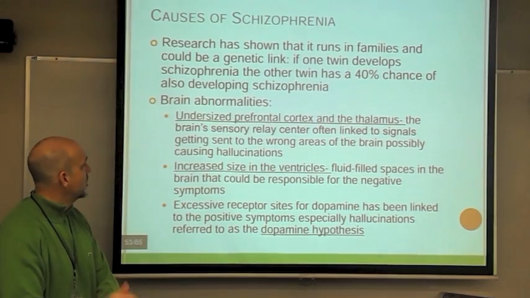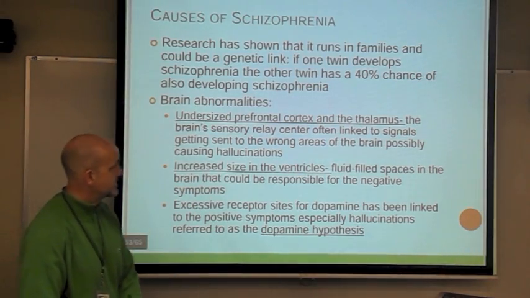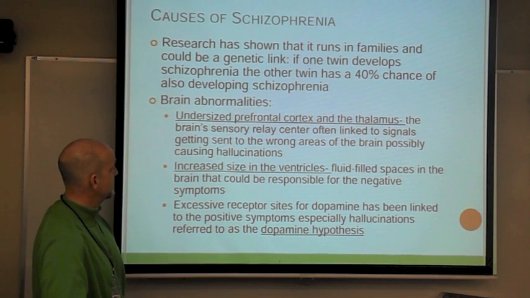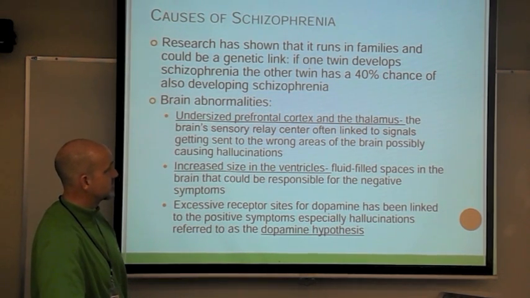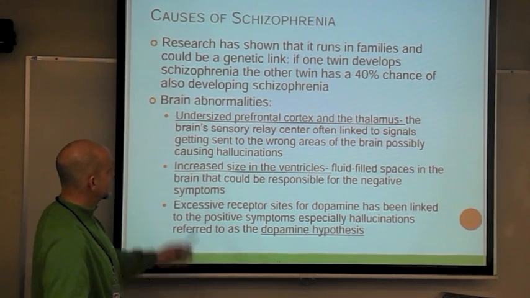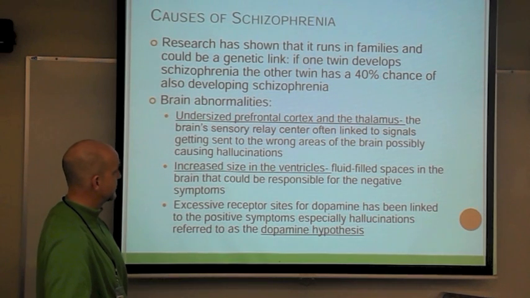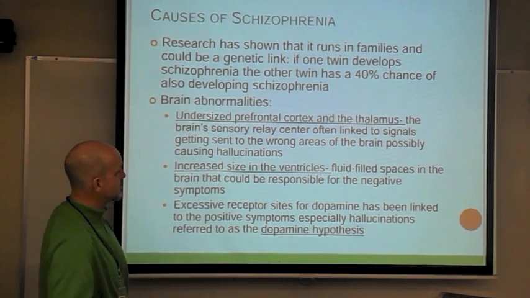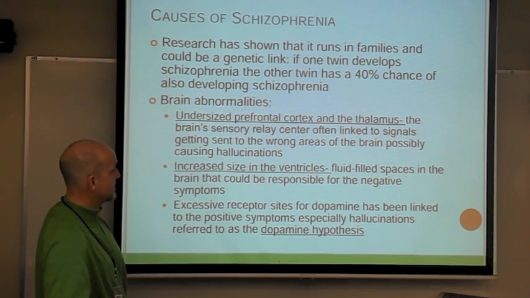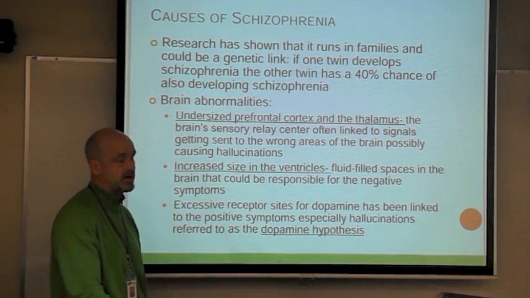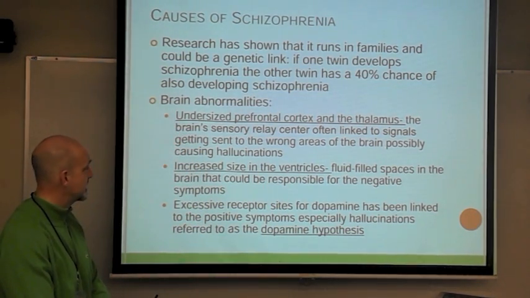Now, research has shown that schizophrenia runs in families. Now, when you look at this stat, if one twin develops schizophrenia, the other identical twin has a 40% chance. It's not 100%, but obviously it's enough where you have to watch for certain things. Some of the other causes, I should say, associated with schizophrenia: undersized prefrontal cortex and thalamus. The brain sensory relay center. The thalamus doesn't relay the sensory information to the right areas of the brain. Remember, the thalamus is your relay center.